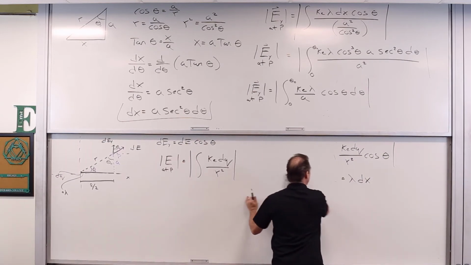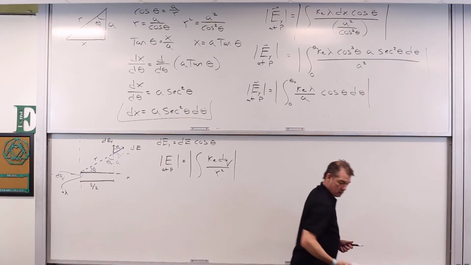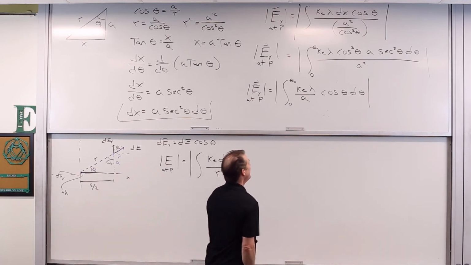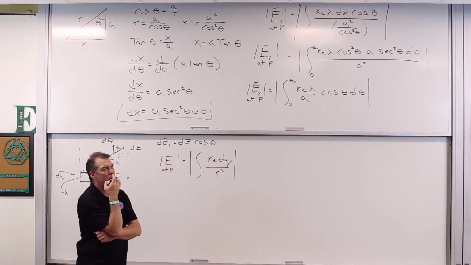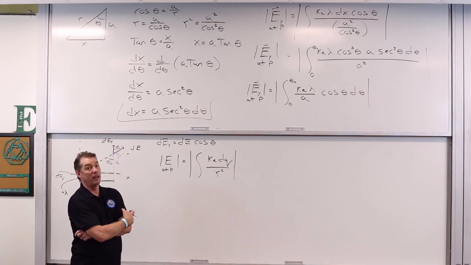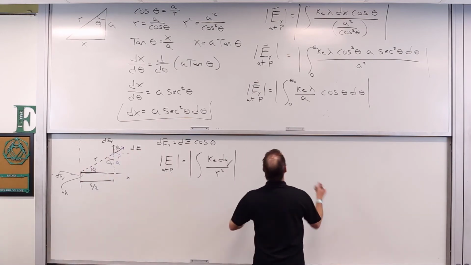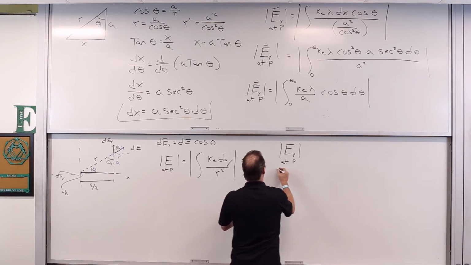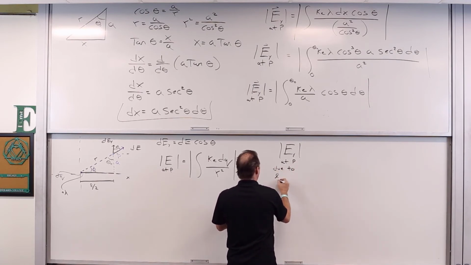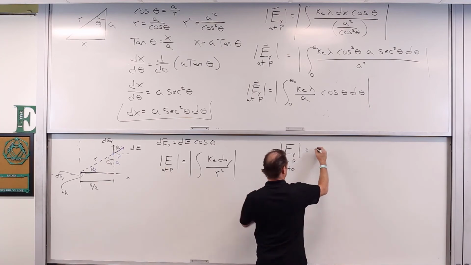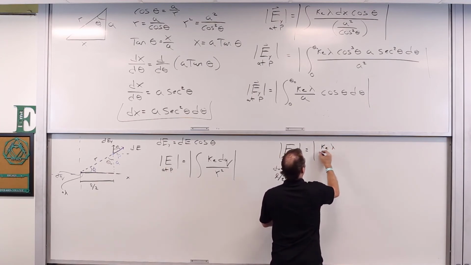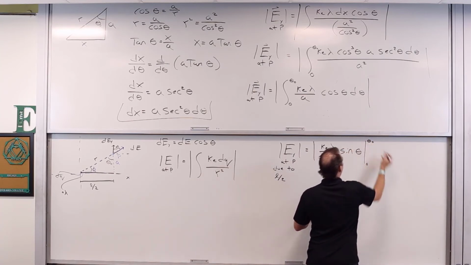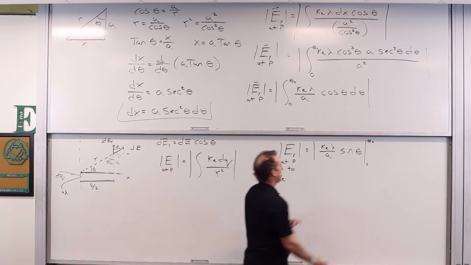So let us come back over to here. I'll erase this part right here. And we'll just do that. So we've got ourselves k sub e lambda over a. What's the integral of cosine theta? Integral of cosine theta is sine theta. That's right. So we've got ourselves that the magnitude of E sub y at the point P due to L over 2 is equal to the absolute value of k sub e lambda divided by a times the sine of theta evaluated from 0 to theta sub 0, and absolute value.